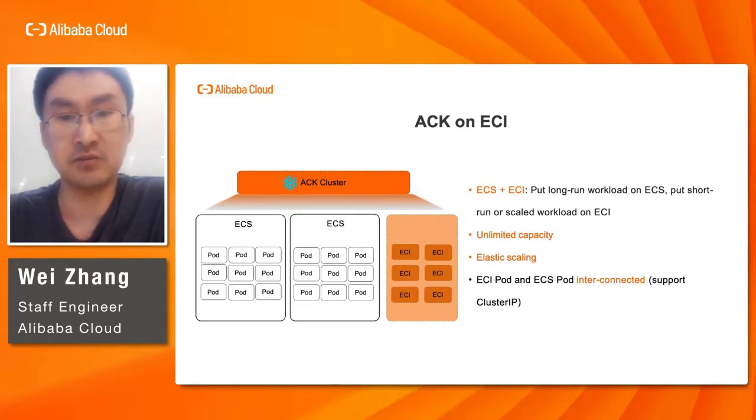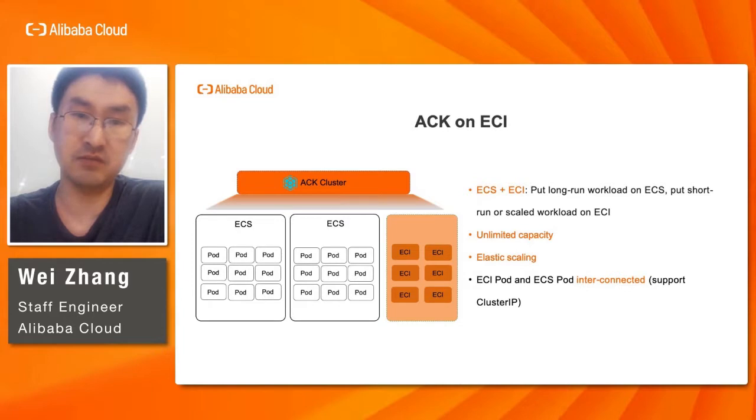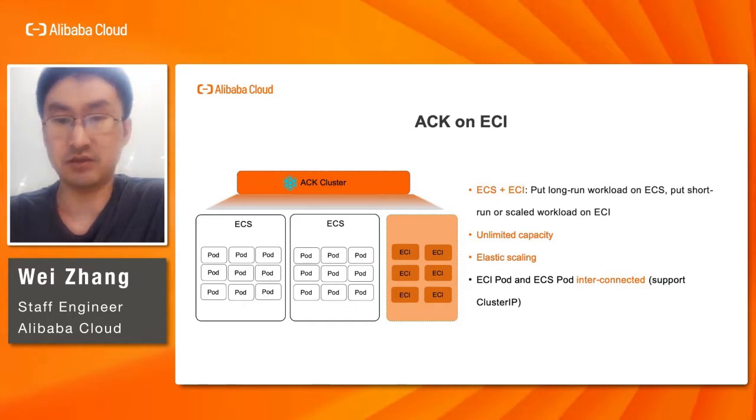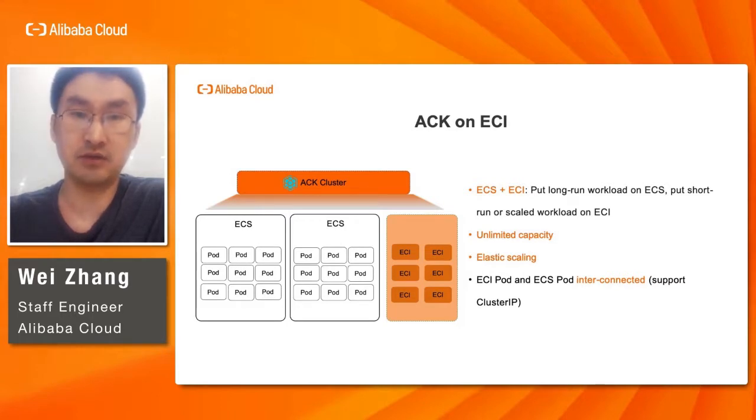The Kubernetes cluster capacity is determined by the number of nodes in the cluster. By adding ECI into the cluster, the capacity of the cluster becomes unlimited. It makes scaling much easier because users don't need to worry about capacity planning. In this kind of hybrid cluster, ECI pods and ECS pods can be interconnected. It means ECI pods can easily communicate with ECS pods. It also supports ClusterIP services. In this way, an ECI pod is just like a normal pod.